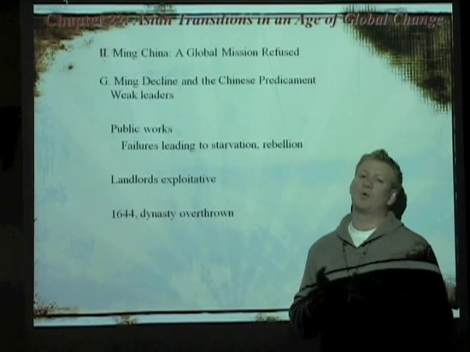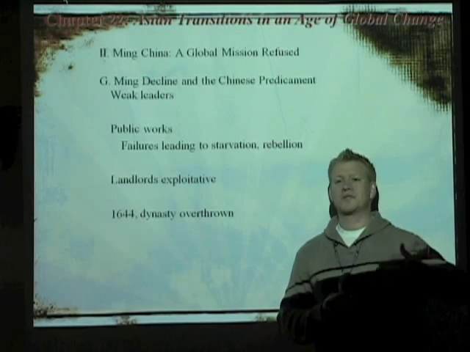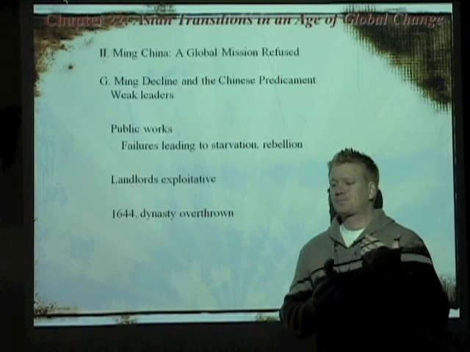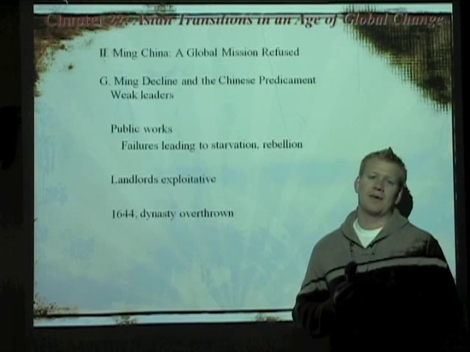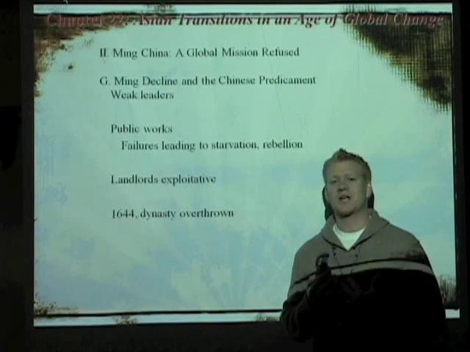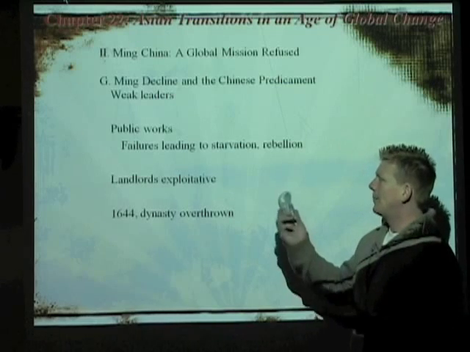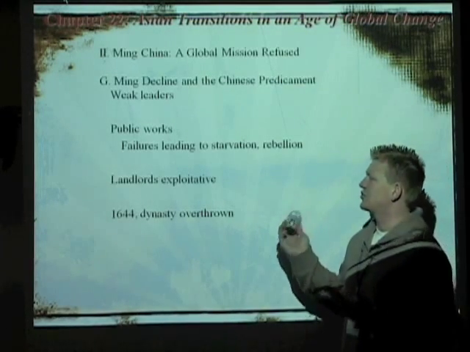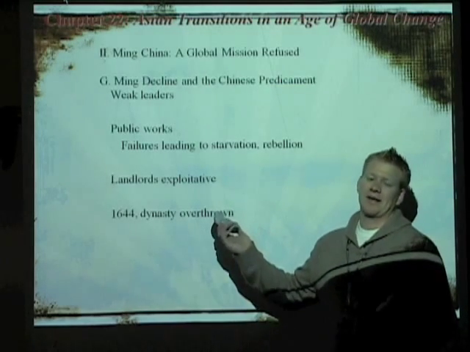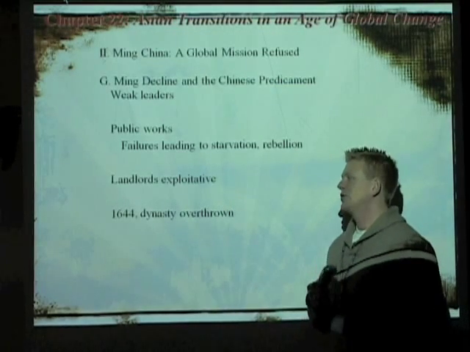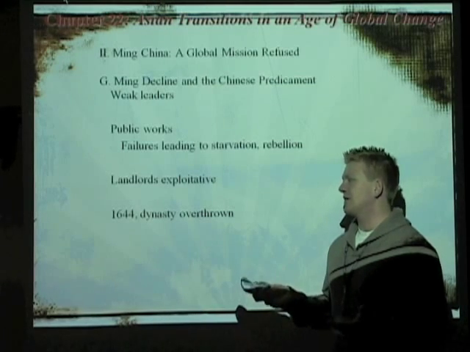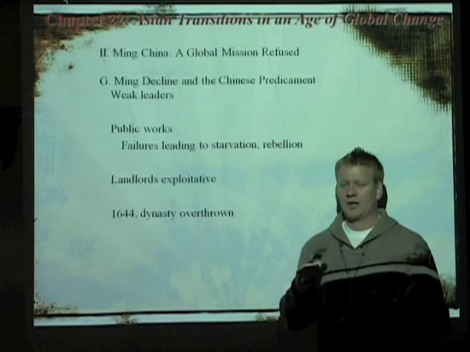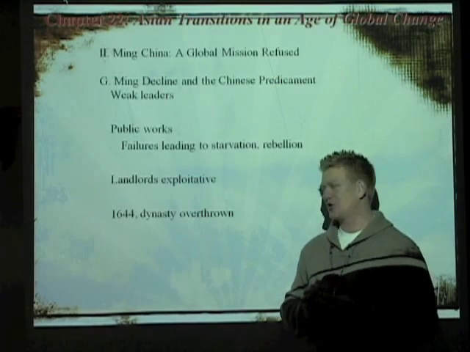All right, you're going to end up with weak rulers. Once again, reforms that have been put in place start to be ignored or abolished. Weak rulers come in to rule and are more focused on themselves and their luxuries. So public works decline, which leads to failures, which leads to starvation and rebellion, which leads to landlords exploiting the peasantry, which leads to the dynasty being overthrown in 1644 by the Qing. Once again, this is your dynastic cycle, and you have your justification there.